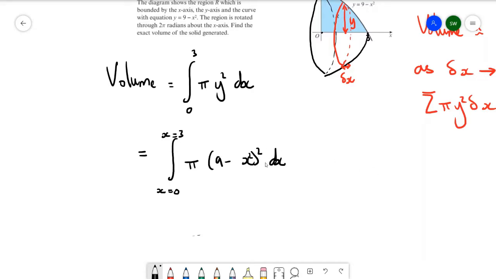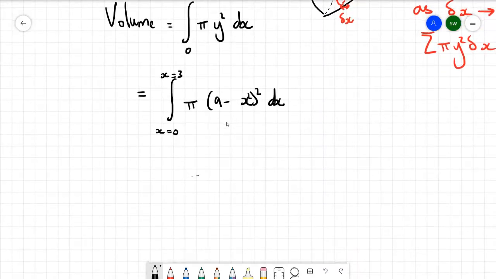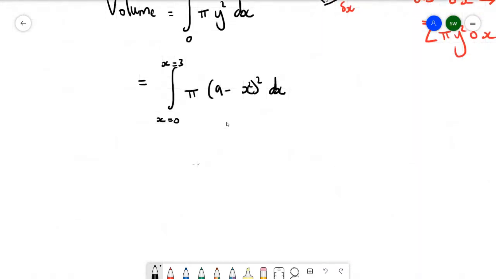So here I've got a dx integral and I've got x limits, so that's correct. Because in another section of the course, we're going to have y limits at some point. So now we've just got to integrate this. So I'm going to take pi out of the integral, and then I'm going to expand the double bracket. So we're going to have 81 minus 18x squared plus x to the power of 4, dx.